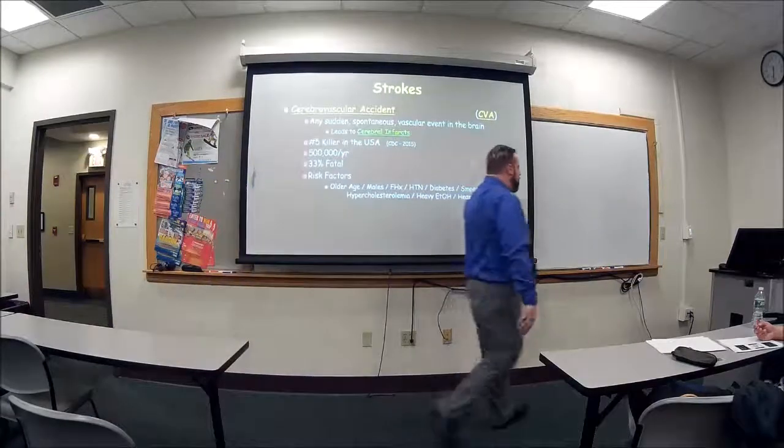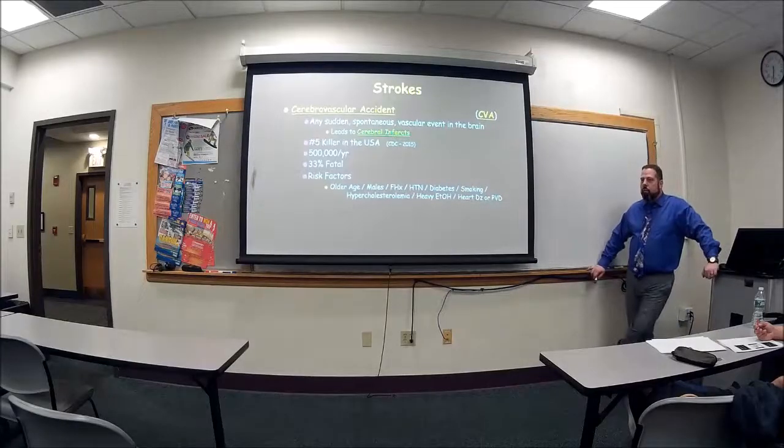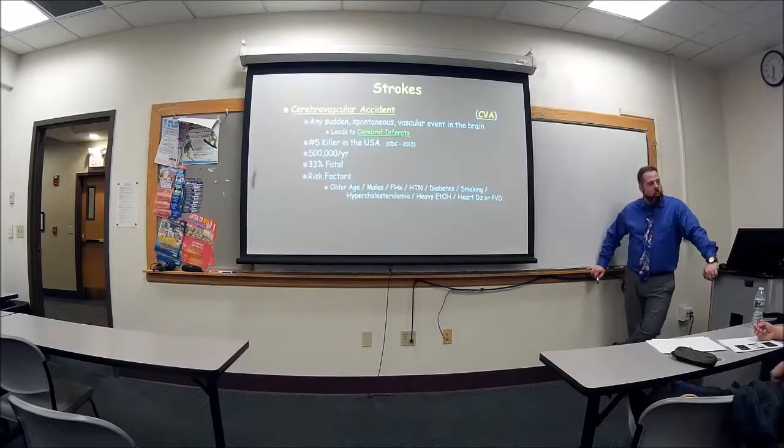Let's use that one. If a person has a stroke to the occipital lobe of the brain, first off, you've got to say to yourself, what does the occipital lobe normally do? What's its function? Vision. Not just vision, it interprets vision. There's a big difference there.